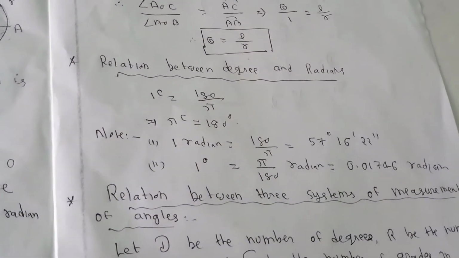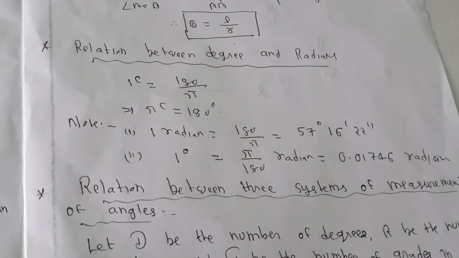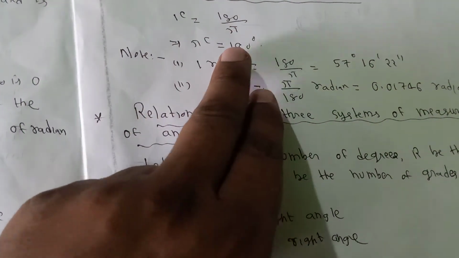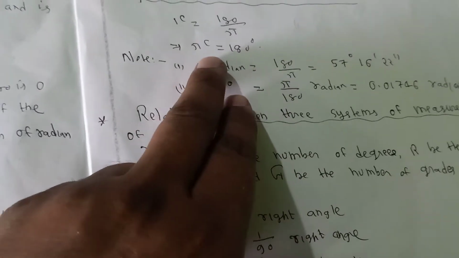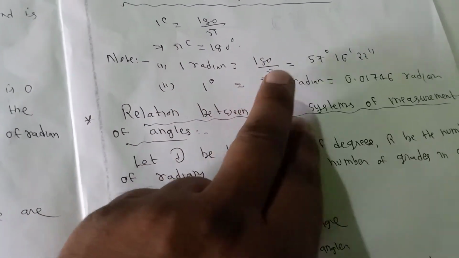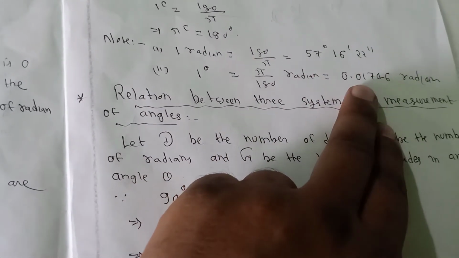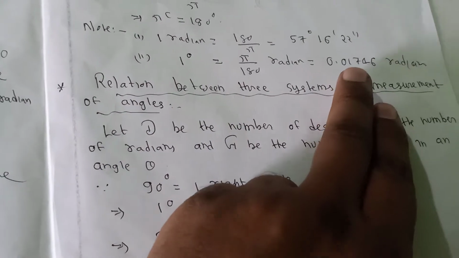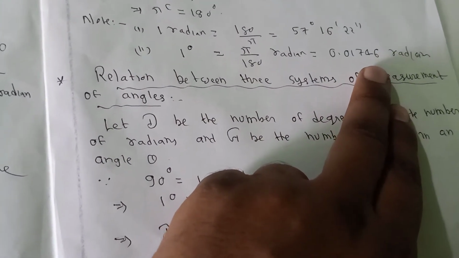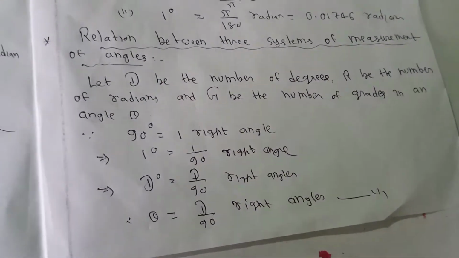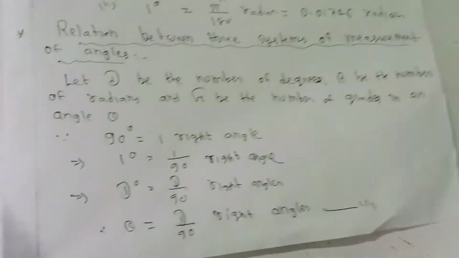Relation between degrees and radians. 1 radian equals 180 by pi, so that pi radians equals 180 degrees. This is the relation between the radian and degree. So 1 radian equals 180 by pi, which equals 57 degrees 16 minutes 22 seconds, and 1 degree equals pi by 180 radians, that is 0.01746 radians.